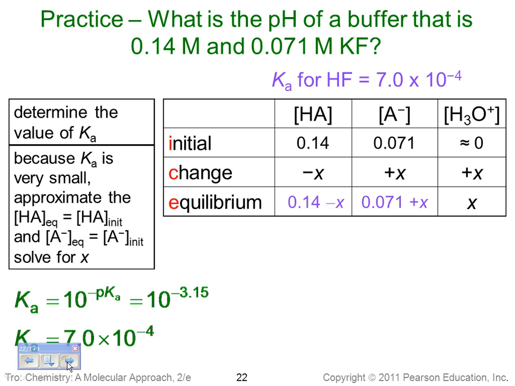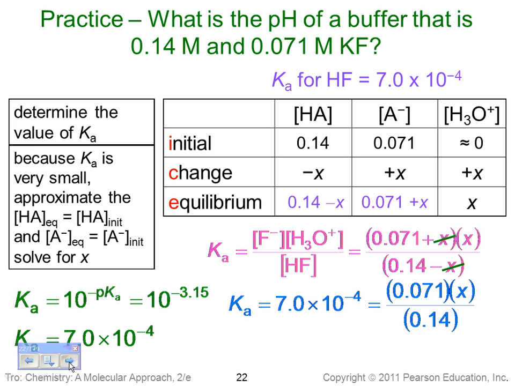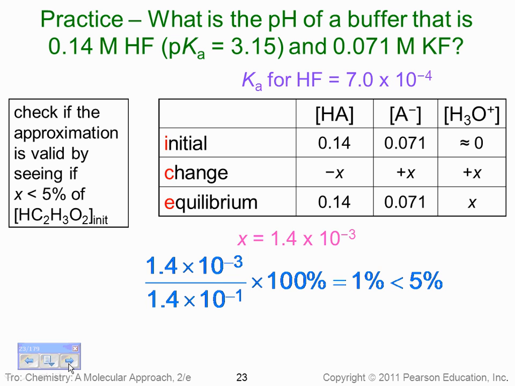I need to find the value of Ka from the pKa. So I get 7.08, on 3 significant figures, times 10 to the minus 4. I plug that in, but wait, let's make our assumption that X is small and find the value for X. So I solve this. X is not Ka because I don't have equal amounts, but still, the ratios are going to tell me what they are. In this case, X is 1.4 times 10 to the minus 3. Check my assumption: I'm around 1%.